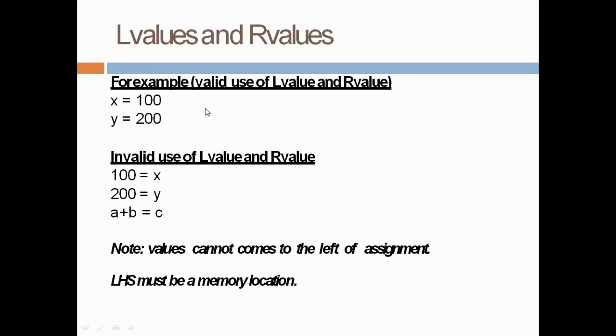L value and R value. For example, valid use of L value and R value: x equals to 100 and y equals to 200. Invalid use of L value and R value is 100 equals to x. We cannot put the value on the left side and the variable or identifier on the right side. It is an invalid use of L value and R value in Python programming. 200 equals to y is also wrong, and the expression a plus b equals to c is also a wrong usage of L value and R value in Python programming. Note: values cannot come to the left of assignment. The LHS must be a memory location. Okay, thank you.